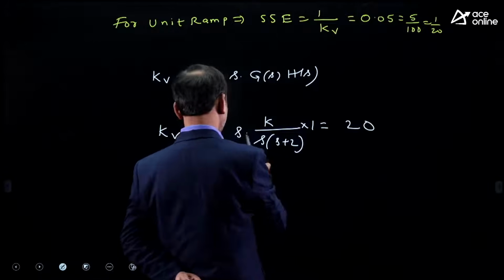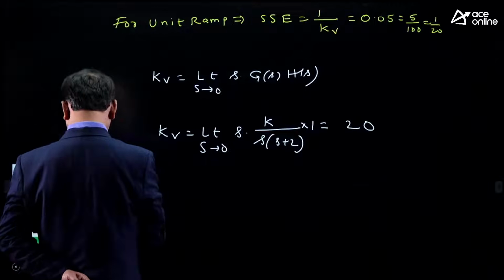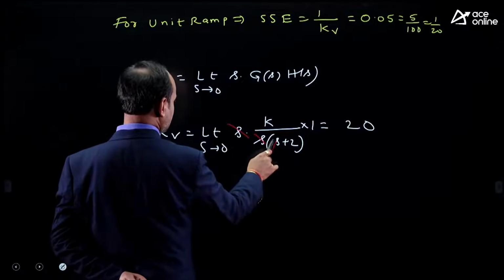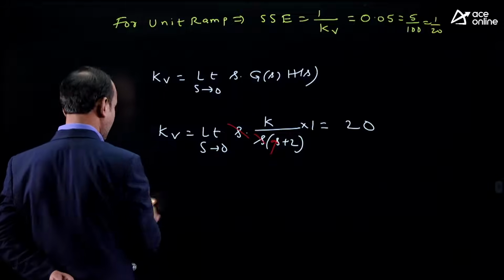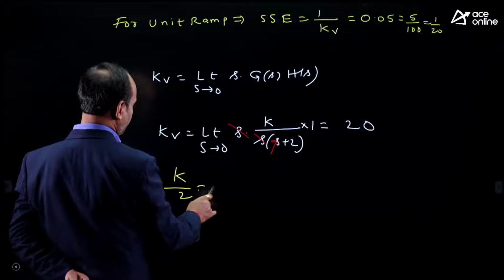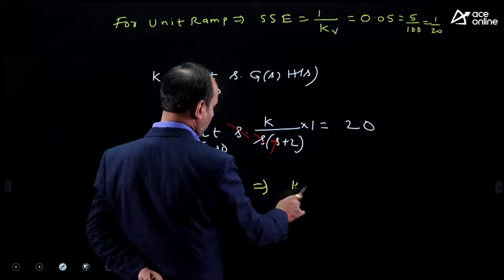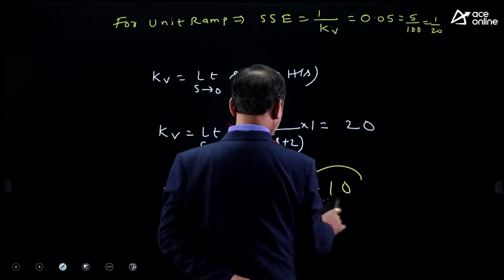Wherever the s is cancelled, and wherever s is there, it is 0 only. So finally K by 2 equals 20. So no doubt K equals 40, dear. So the perfect answer is K equals 40, dear.